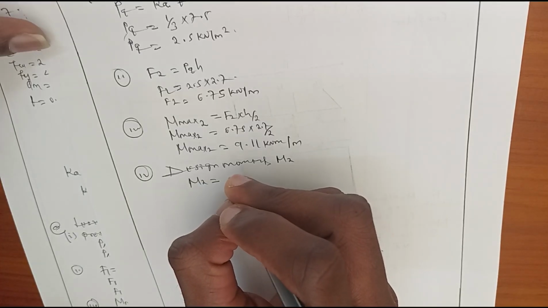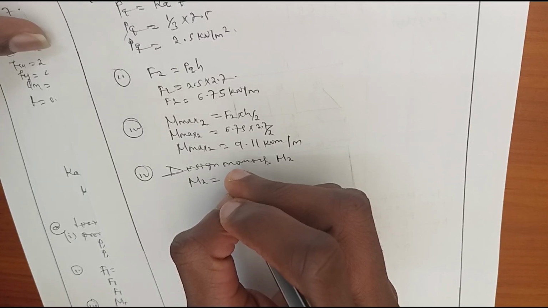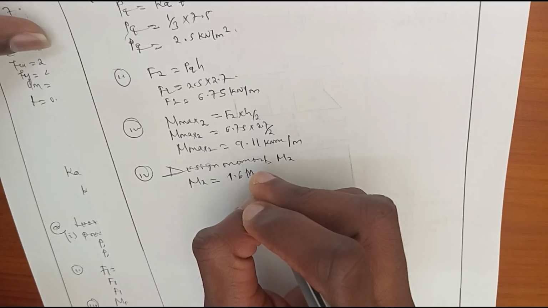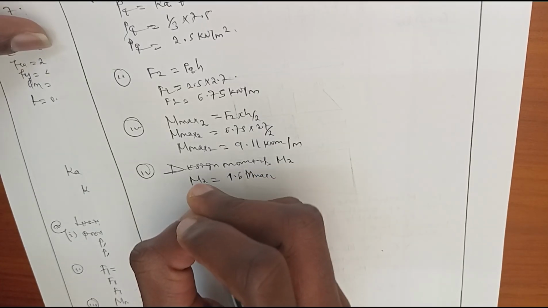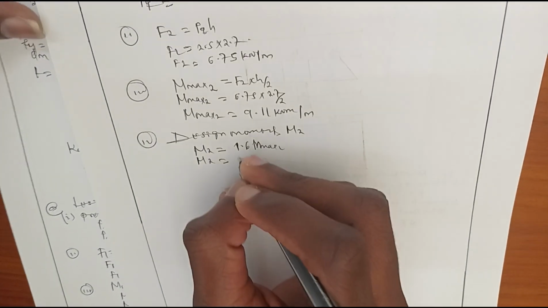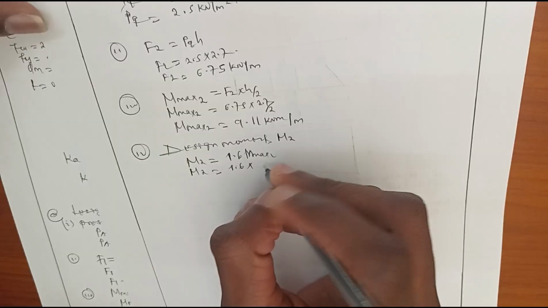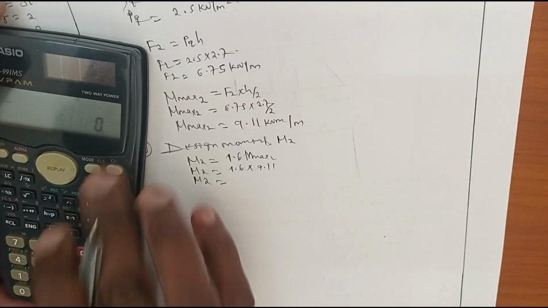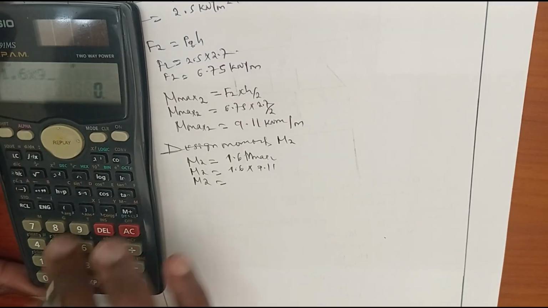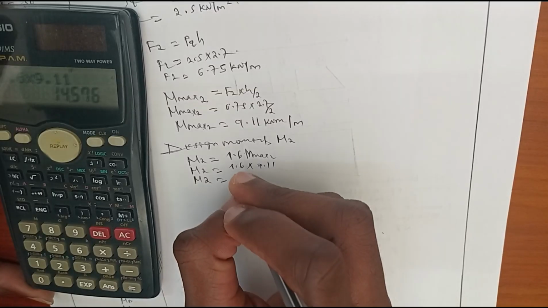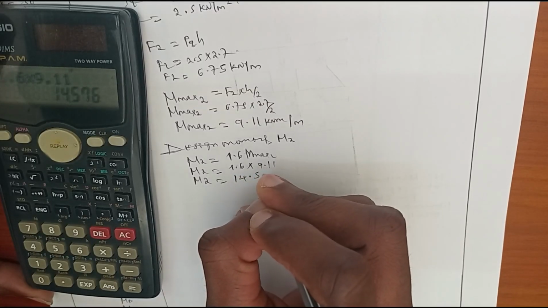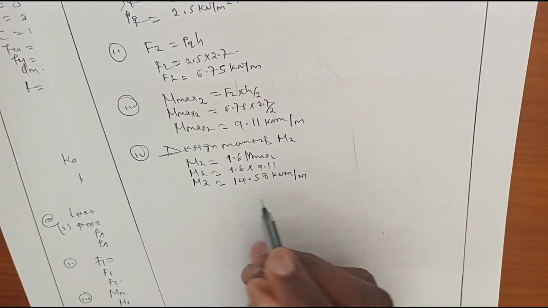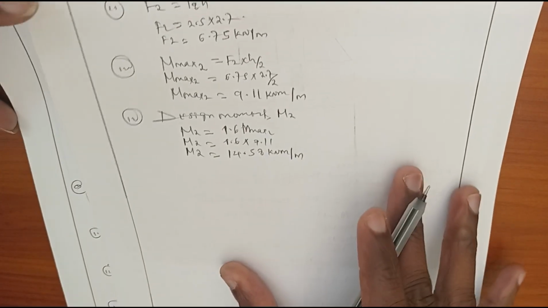The factor of safety due to the live or imposed load is 1.6 times the maximum moment due to surcharge, which is maximum moment 2. So design moment due to surcharge will be equal to 1.6 times 9.11. It will be equal to 14.58. This is kilonewton meter per meter. This is question number B.